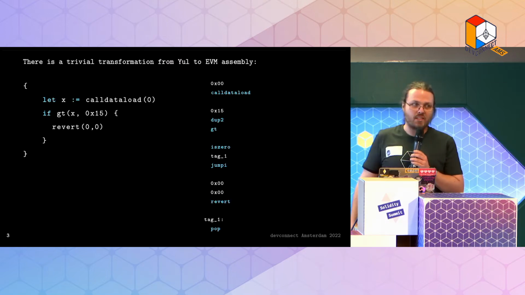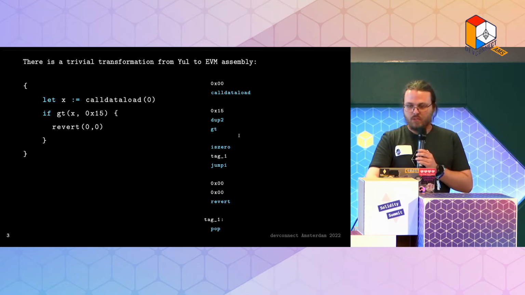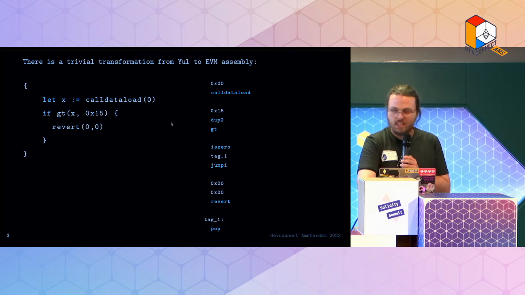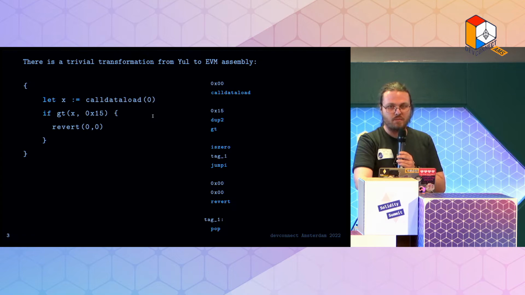But there is actually a very trivial transformation from Yul to EVM bytecode. So I hope you are familiar with this format. That's EVM assembly. So if I have a constant here, that's actually a push. But yeah, let's look through the example here. I hope it's readable.